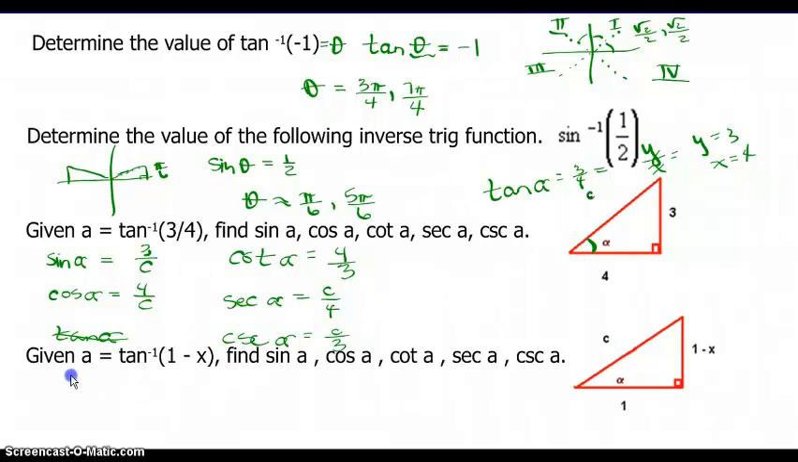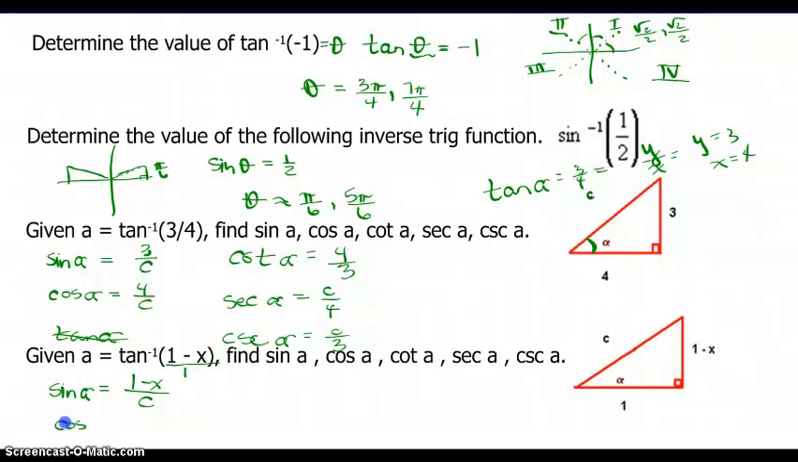All right? So again, given alpha is the tangent inverse of 1 minus x, find the sine of alpha, cosine of alpha, and so forth. So same kind of thing going on here. We know that this is 1 minus x over 1. We know that this is opposite, this is adjacent, so we've labeled it that way. So the sine of alpha is 1 minus x over c.